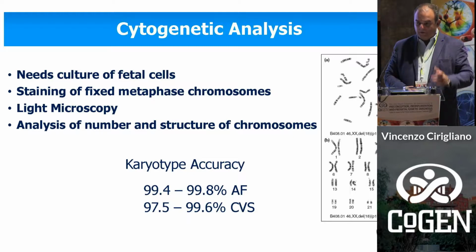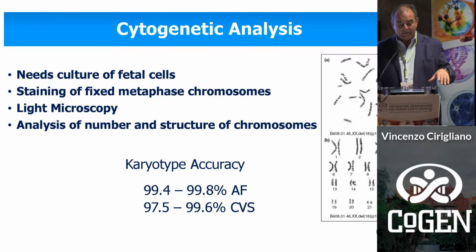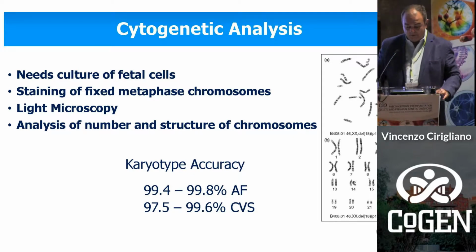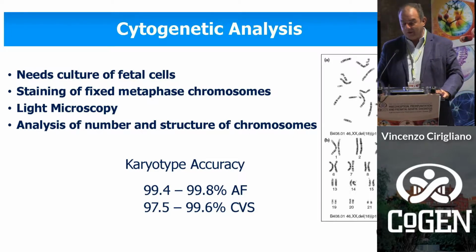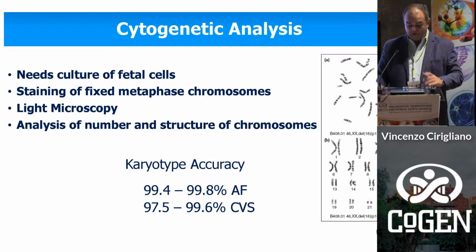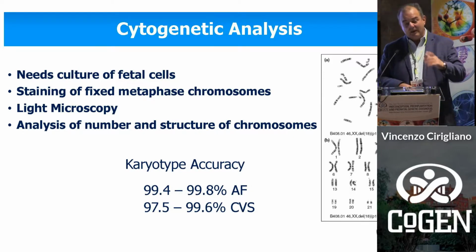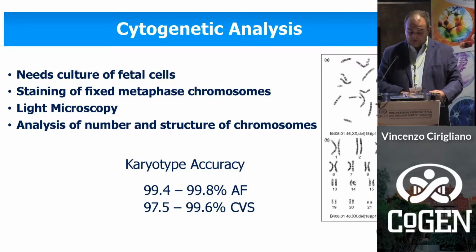So prenatal diagnosis, we all know from the 70s, has been done, diagnosis of chromosomal abnormalities has been done by culturing fetal cells and studying the chromosomes under the microscope to look at the structure and number of chromosomes. The accuracy nowadays is very high, approaching 100% in both amniotic fluid and CVS, and CVS maybe a little bit less than amniotic fluid, just because of phenomena that you will hear more about in the course of these days, like mosaicism.